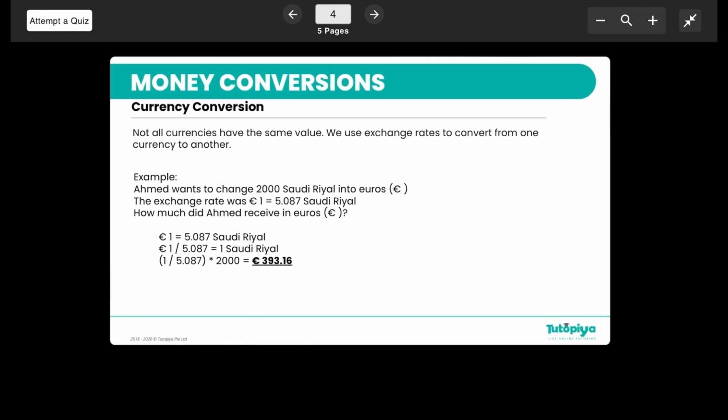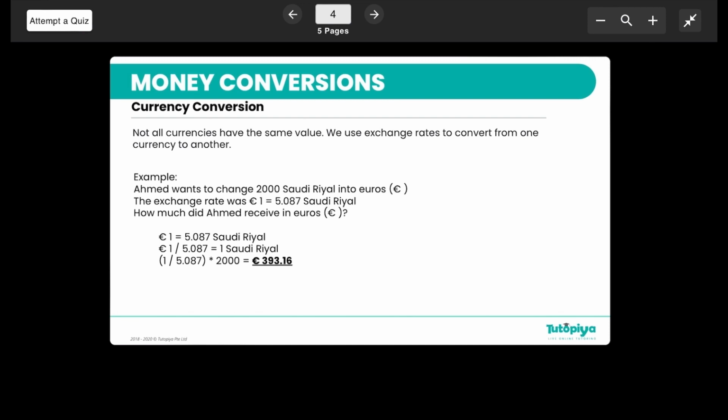If I move on and show you another example, in this case, we have Ahmed who wants to change 2000 Saudi Riyal into euros. So he is trying to change from Saudi Riyal into euros, and this time we see that 1 euro is equal to 5.087 Saudi Riyal. So how much does he receive in euros? You can see that the amount of money I have is given in terms of the Saudi Riyal, right?